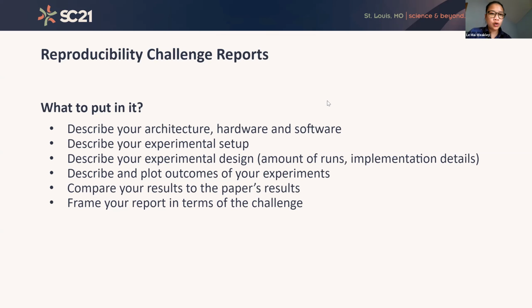As I mentioned, you will be submitting reports. So what should you expect in these reports? When I share some examples of previous years' reports from the special issues, you might get an idea. You are expected to describe your architecture, your hardware and your software stack, the experimental setup, and the experimental design: the number of runs, the implementation, how you chose the runs, and how you did those. You should plot and describe the outcomes of your runs and experiments, compare them to what you see in the paper, and frame them in the idea behind this challenge of reproducibility. So what are the differences between what Ankit did in the paper versus what you are seeing?